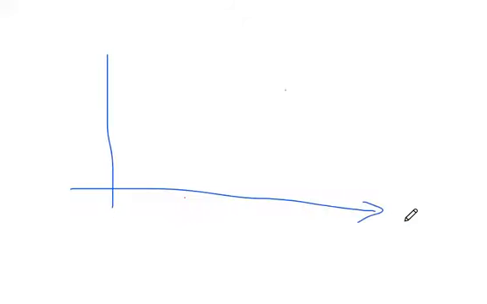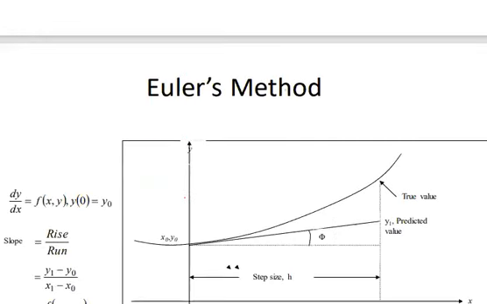Let me draw the y-axis and x-axis. This is x, and the dependent variable is y, right? The initial condition is given. So x naught is this. It is specified. This is y naught. We start off with this condition, right? So this is the equation, y prime.